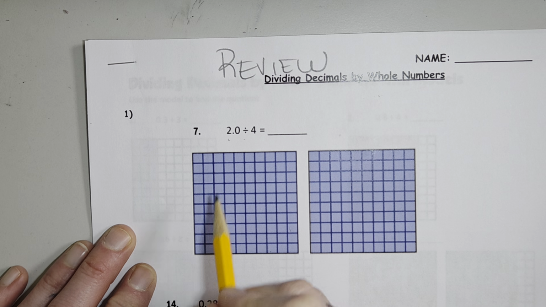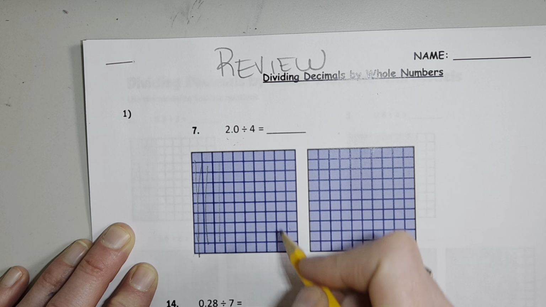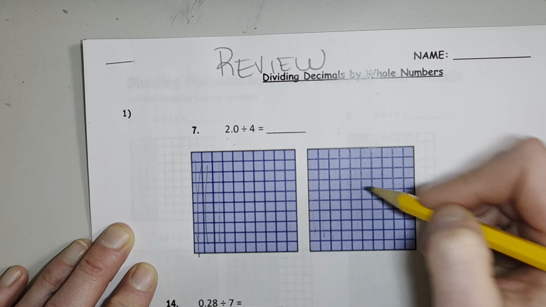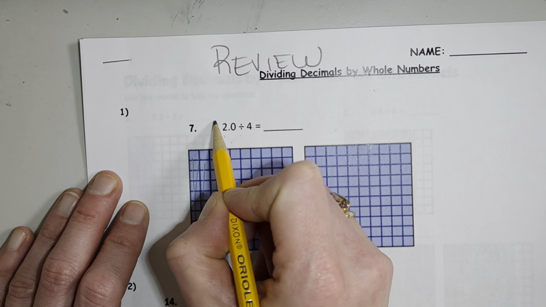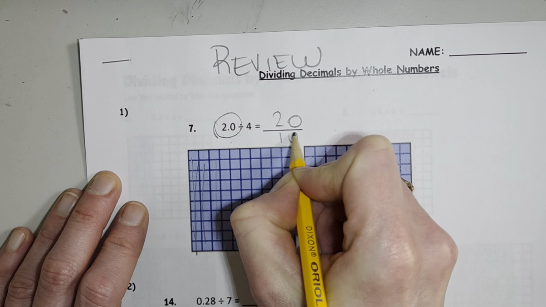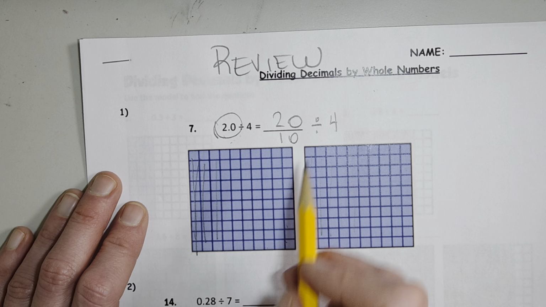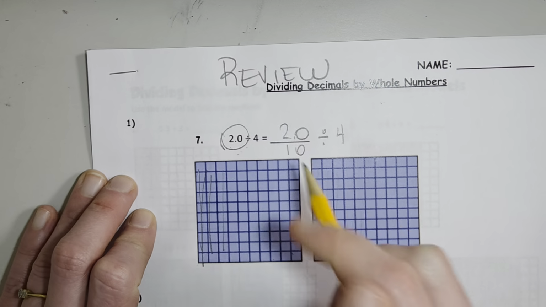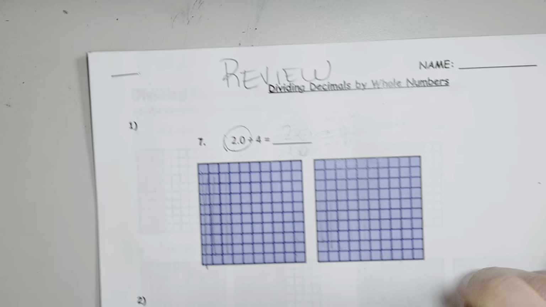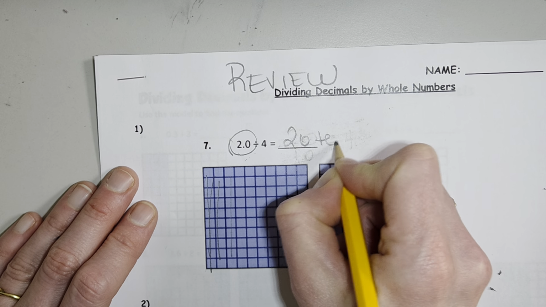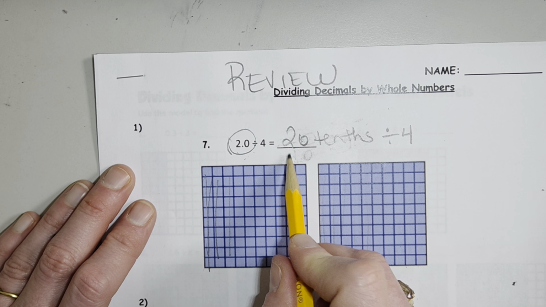No, but what we can do is count this as 20 tenths. Tenths are here, so here's 10 tenths in this one, 20 tenths in this one. If we were to divide this into 4 equal parts, let's consider this 20 tenths divided by 4. The way we were writing this, I'm now remembering, it's been a while, we were writing it out as 20 tenths divided by 4.